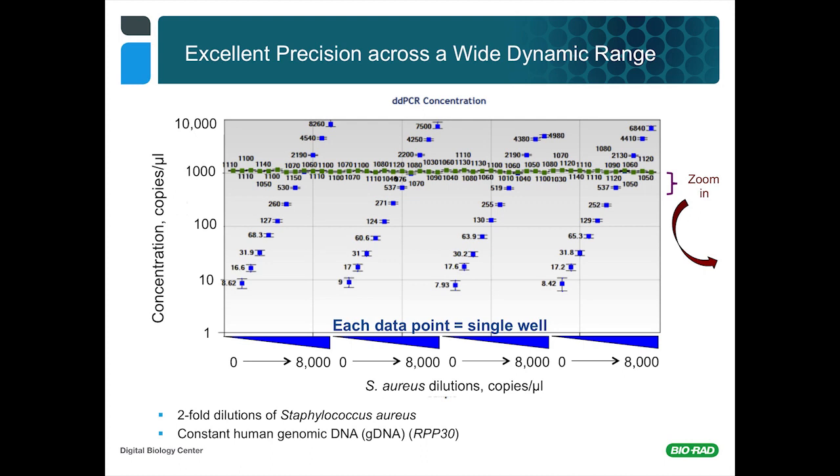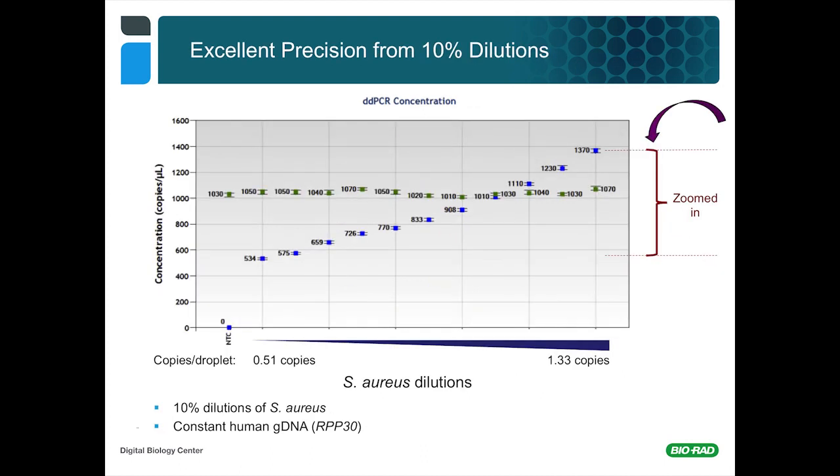You can go down about another log from this, measuring really a few copies per well, and still those being legitimate positives as long as you don't have contamination in your lab. So here we're showing the dynamic range and the precision over a wide range.